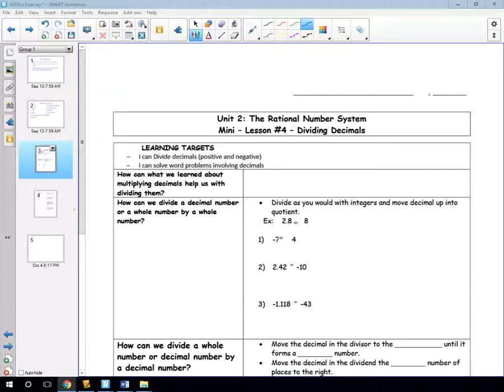So the first thing that we're going to do is we're going to come over and we're going to write E number 6. This is your entry 6. So go ahead and take a moment to do that.